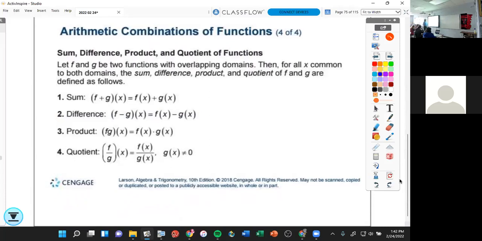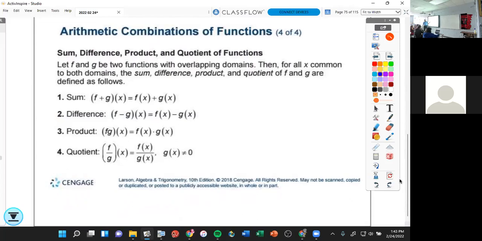When we write these, we're not going to write f of x plus g of x. Instead, we're going to write it as f plus g of x. Folks, this is not multiplying. This is not the two functions times x. That's not what this is. This is take the f function and the g function, add them together in terms of x. You see the difference?